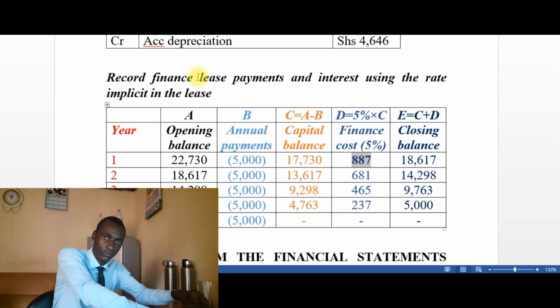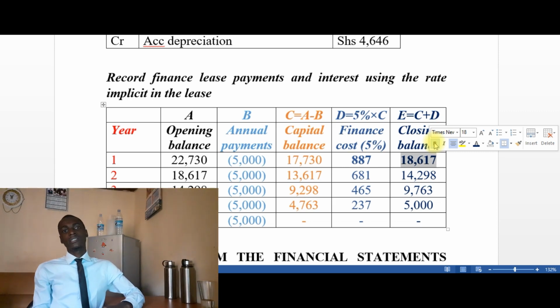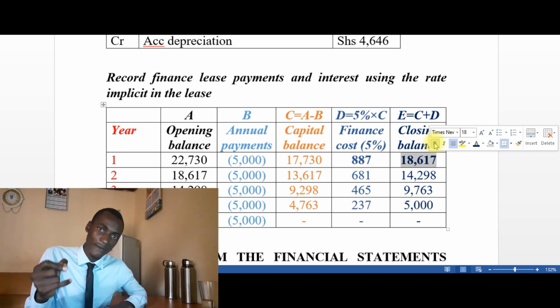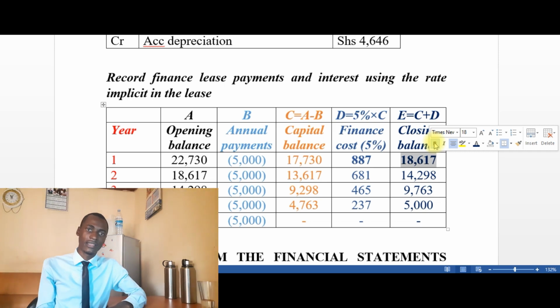Remember, we have to also present the lease liability in the statement of financial position. What is the lease liability in this case? Now, at the end of the first year, the lease liability is shillings 18,617. That is your lease liability at the end of the first year. But that lease liability can be split into non-current liability and current liability.